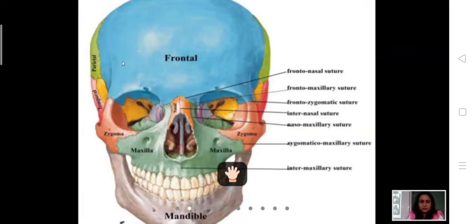So, in norma frontalis, first you can see the bones which take part. The bones are frontal bone, zygomatic bone, maxilla, mandible, and nasal bone. Second, you can describe the sutures. Those sutures are frontonasal suture from the center, internasal suture, nasomaxillary suture, zygomatico-frontal suture, and intermaxillary suture.